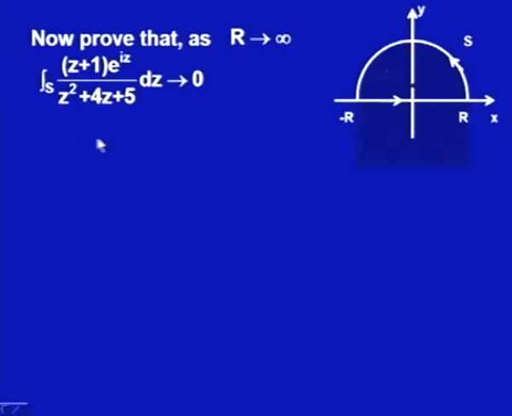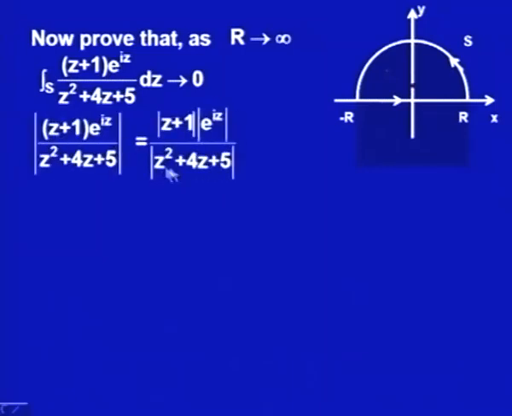Let us go ahead with our usual method: find out the absolute value which is the bound above of this function, and then use the ML inequality. Again, in the usual manner, we find that we could write mod of (z plus 1) into e to the power iz upon z square plus 4z plus 5, which should be less than or equal to mod of z plus 1 upon mod z minus square root of 5 whole square.